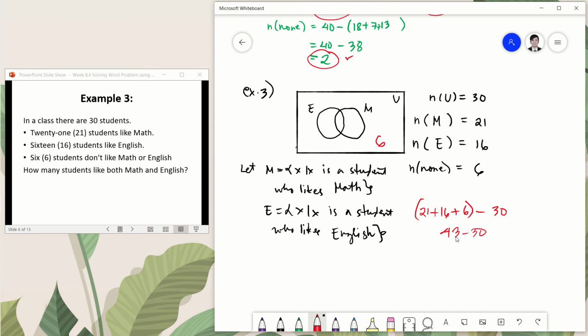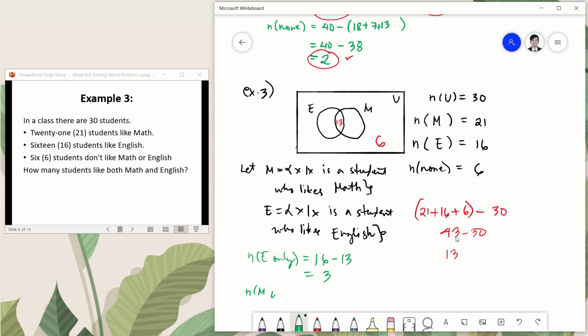Then 43 minus 30 is 13. So therefore, you put 13 in our intersection, because that's the meaning of the 13. Those are the number of students who like both math and English. Now to get those students who like English only, all you need to do is subtract 16 with 13, and those who like both. So 16 minus 13 is 3.